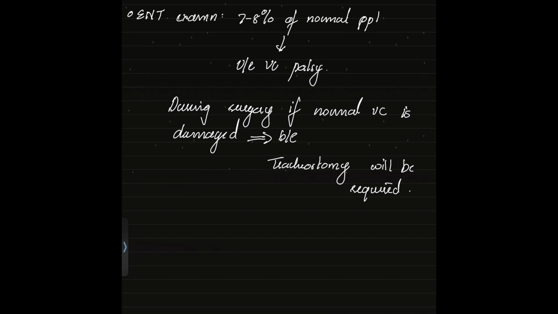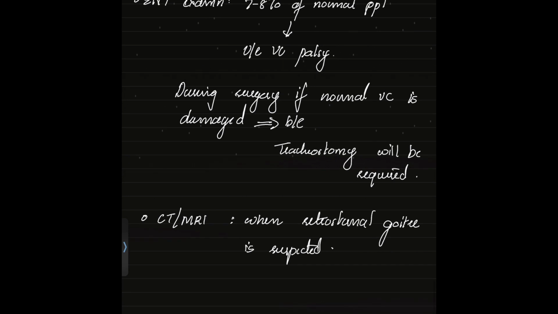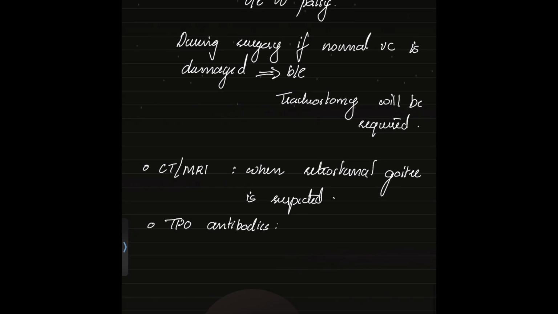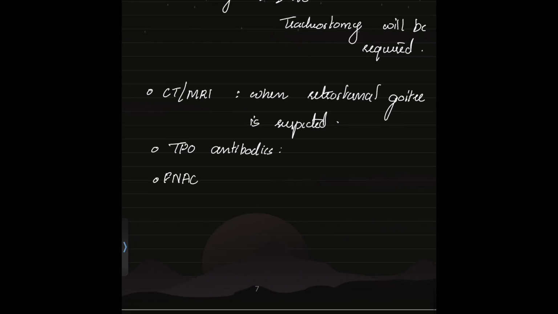CT or MRI can be taken when there is suspected retrosternal goiter. Otherwise, it is not required. We also check for TPO antibodies, because these are the antibodies which are responsible for Hashimoto's thyroiditis, I told you, which will also lead to multinodular goiter. So we check those levels. We can do an FNAC to look for any malignant transformation.